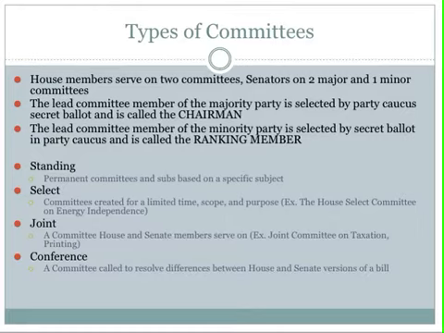The lead committee member of the majority party is selected by the party caucus, secret ballot, and then is called a chairman. The lead committee member of the minority party is selected by secret ballot and called a ranking member.